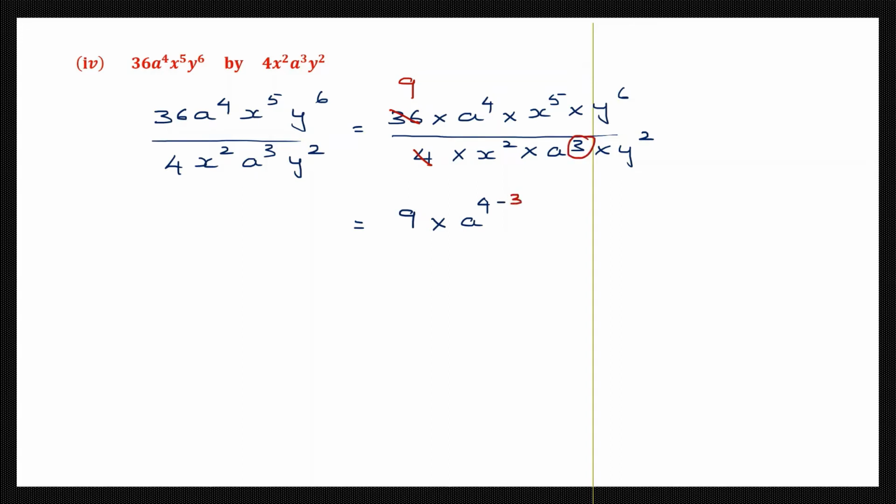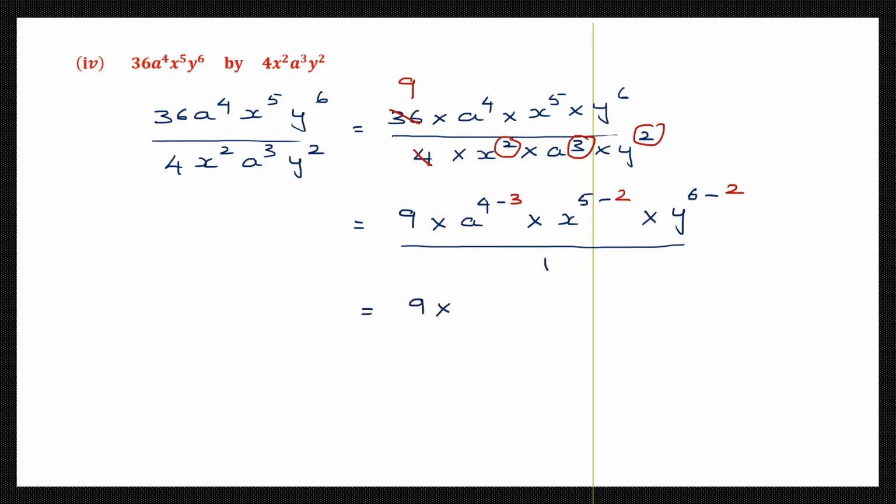So minus 3 into x to the power of 5 minus, here for x we have 2, minus 2 into y to the power of 6 minus, and here we have 2, 6 minus 2. So in the denominator we don't have anything except 1, it's just 1. So here what do we have now?